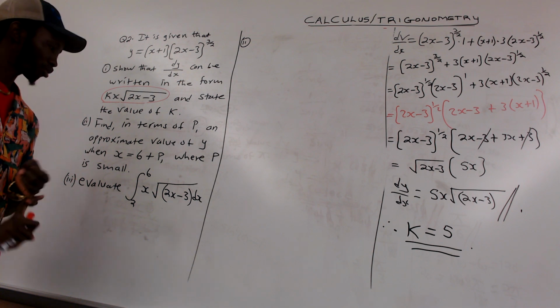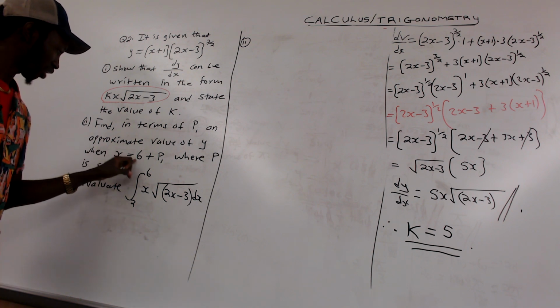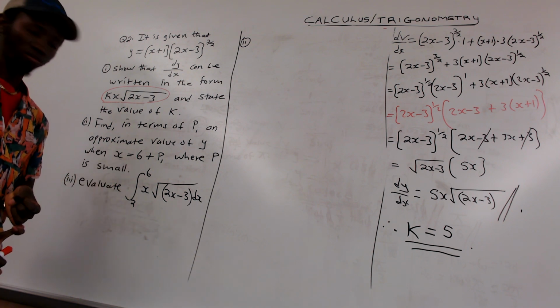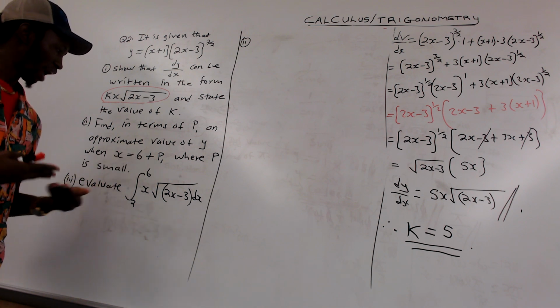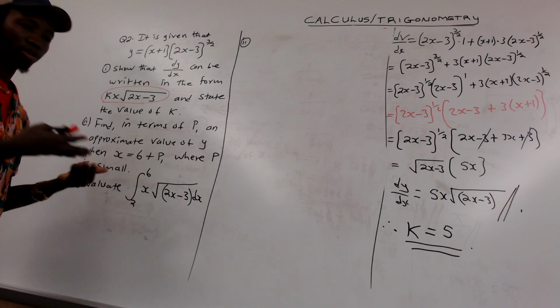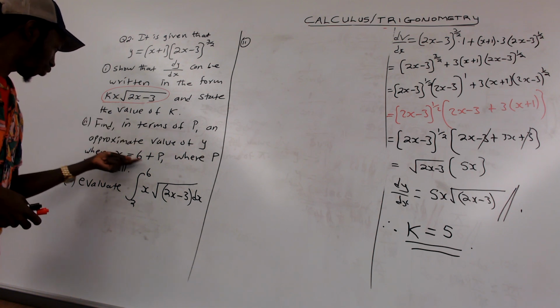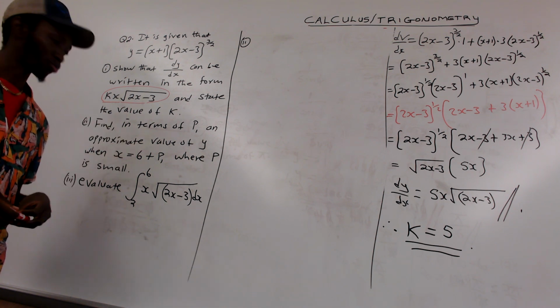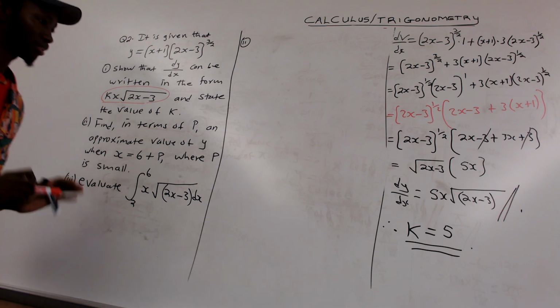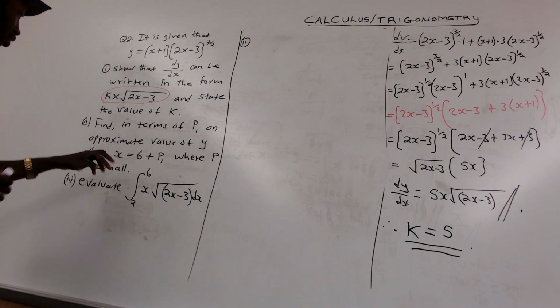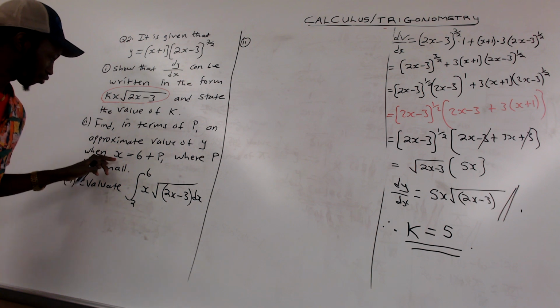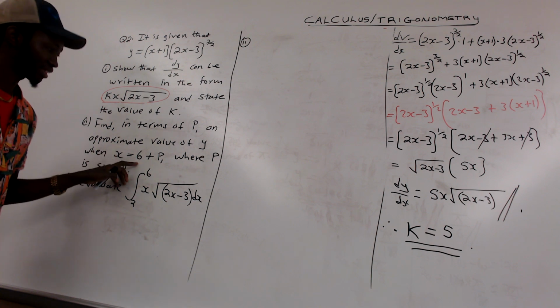We need to find the approximate value of y in terms of x equals 6. We'll find the approximate value of y in terms of x equals p. Having those two values, we can add them, and that will give us the approximate value for y when x is given as 6 plus p. So let's go. It's very simple. We can start from the first part. We'll say the approximate value of y when x is 6.